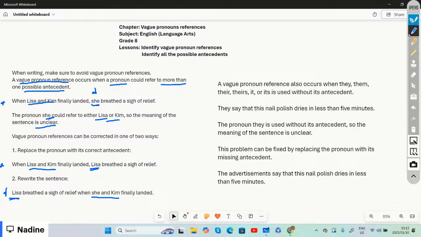Right? So we basically need to avoid vague pronoun references. We need to avoid sentences that are unclear. So when you're writing, try to avoid sentences that are unclear. We need to make sure that we avoid those types of sentences.